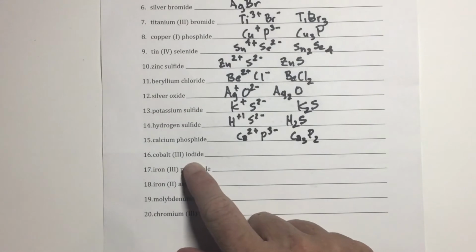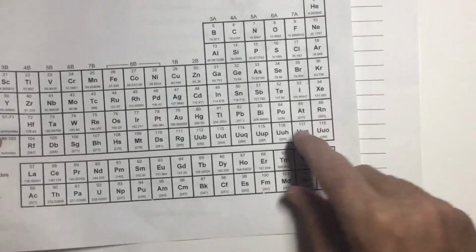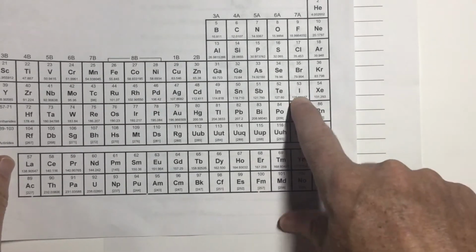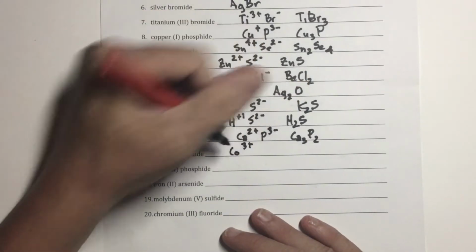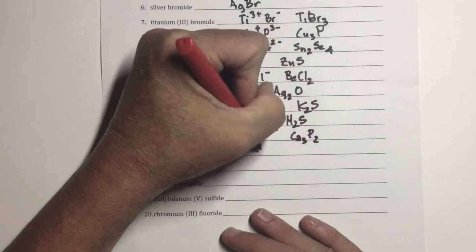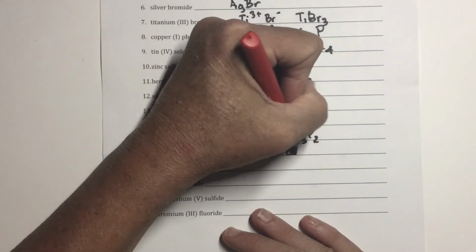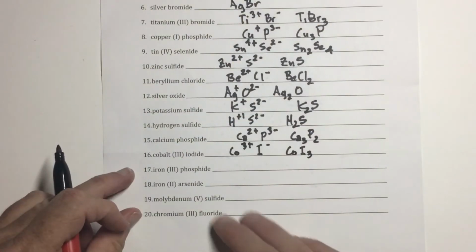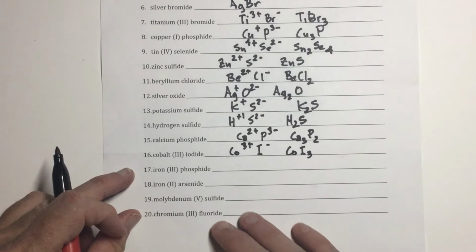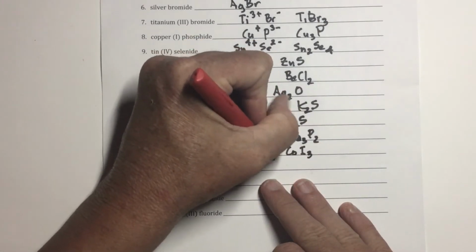Cobalt 3 iodide. Iodide forms a -1 anion. We know that cobalt has a 3+ charge because it tells us right there. So crisscross looks like CoI3. Iron 3 phosphide. Well, phosphide, as we just learned, has a charge of 3-.